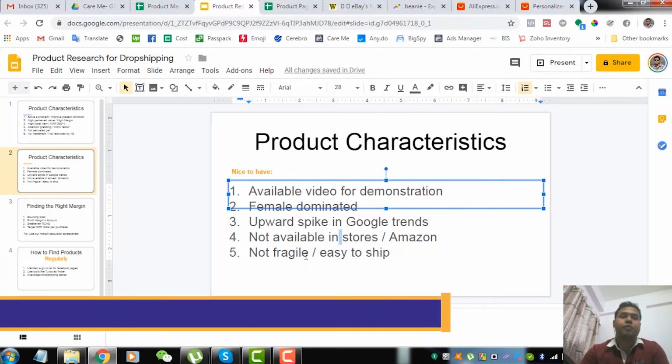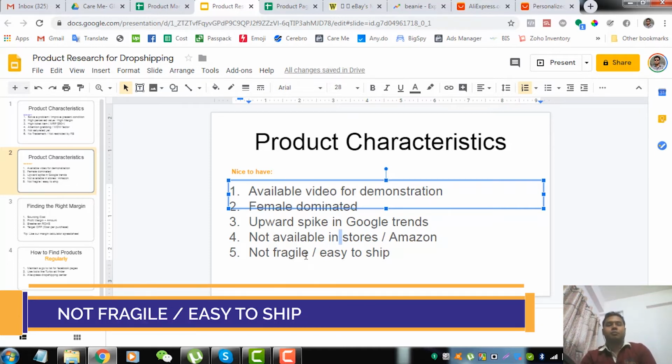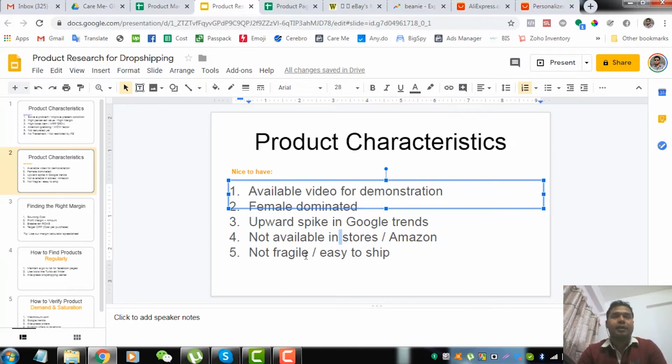And number 5 is not fragile and easy to ship. That's another thing we'll be looking at. For example, products like electronics, or items with glass, or fragile items, we definitely do not recommend going after. Also liquids. I have seen from my experience that these products easily break or lose their shape, or tend to get a higher return because of not being in good shape when they reach the customer's house. Okay, that's another headache, so this is something you should stay away from.